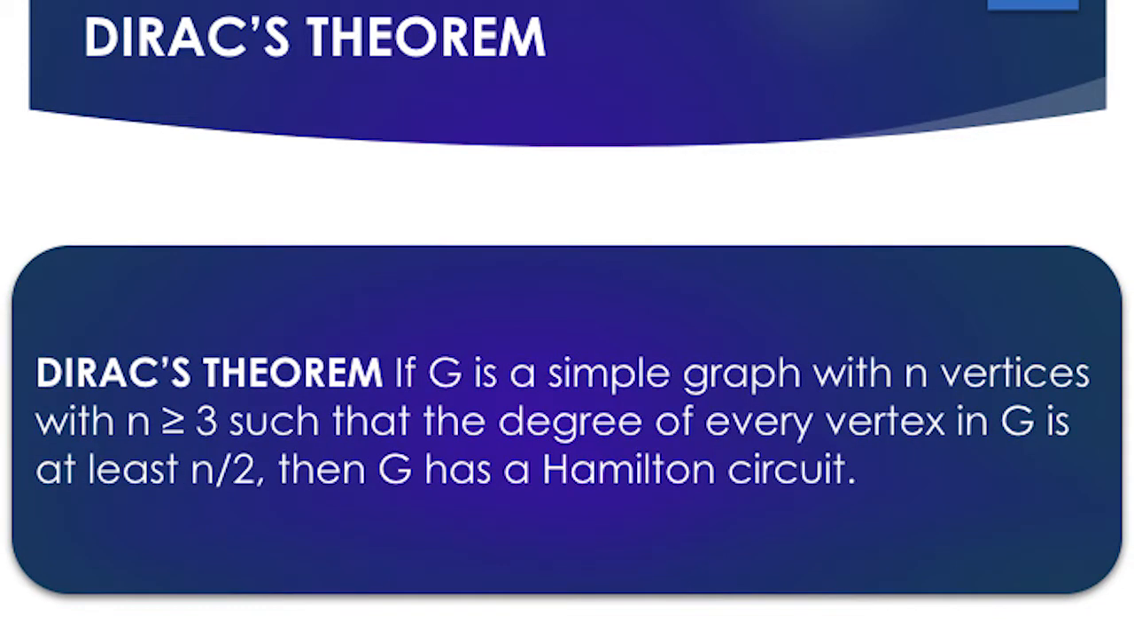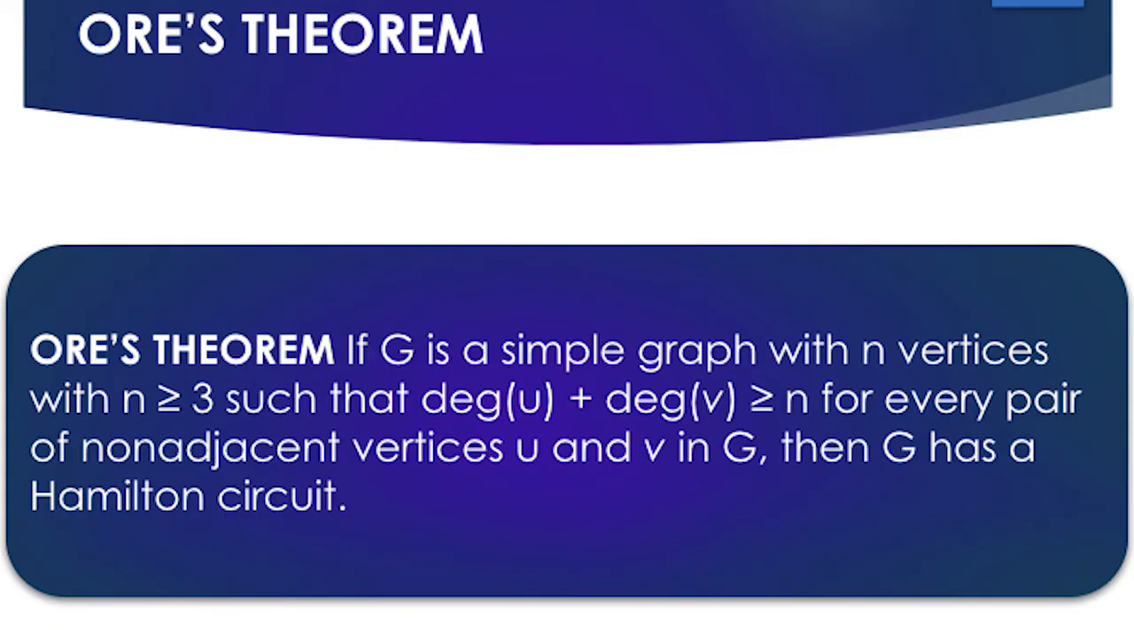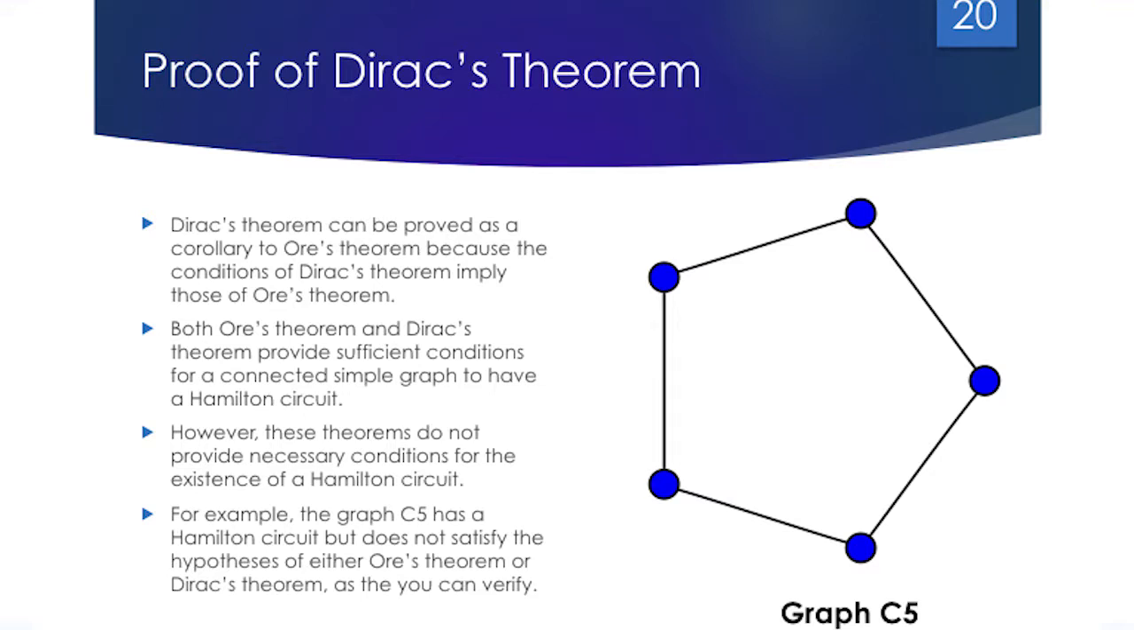Dirac's theorem can be proved as a corollary of Ore's theorem because the conditions of Dirac's theorem imply those of Ore's theorem. Both theorems provide sufficient conditions for a connected simple graph to have a Hamilton circuit. However, these theorems do not provide necessary conditions for the existence of a Hamilton circuit. For example, the graph C5 has a Hamilton circuit but does not satisfy the hypothesis of either Dirac's theorem or Ore's theorem, as the viewer can verify.